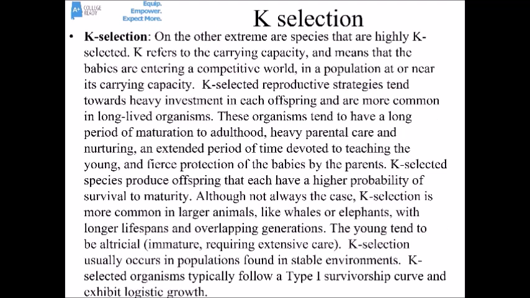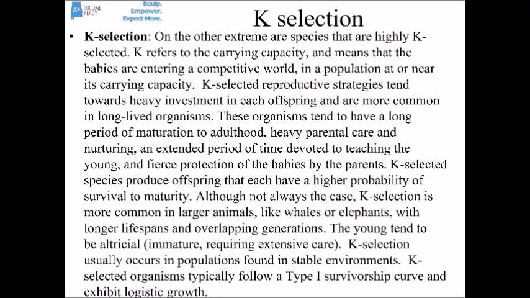Now let's also talk a bit about K selection. So K refers here to carrying capacity. And what this means is that the offspring from K-selected organisms are entering into an environment that's competitive. It's in a population that's near the carrying capacity. K-selected organisms and K-selected strategies tend toward putting a heavy investment into each offspring. Typically, these organisms don't make a whole lot of babies, but they provide a lot of parental care and effort into making sure that those babies survive.